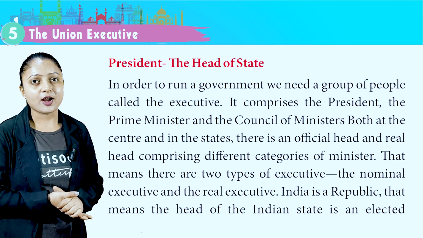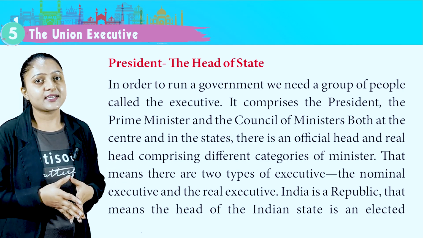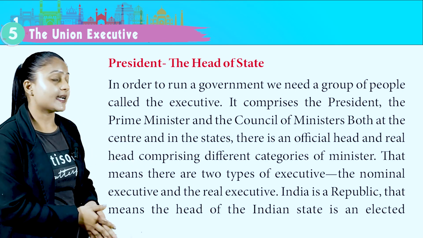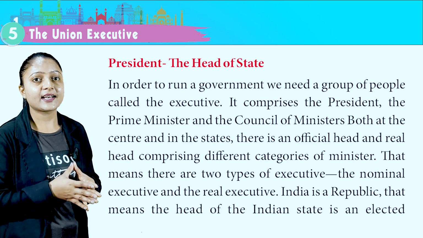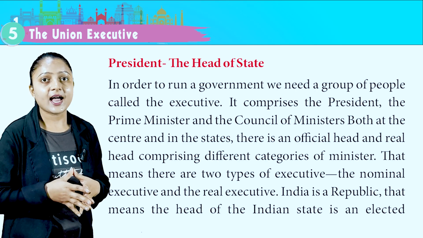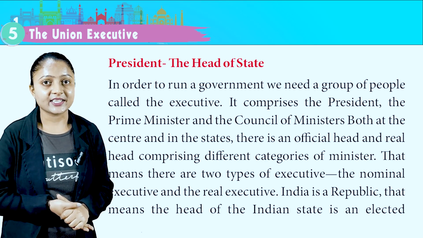In order to run a government, we need a group of people called the executives. It comprises the president, the prime minister and the council of ministers, both at the center and in the states. There is an official head and real head comprising different categories of minister. That means there are two types of executive, the nominal executive and the real executive.